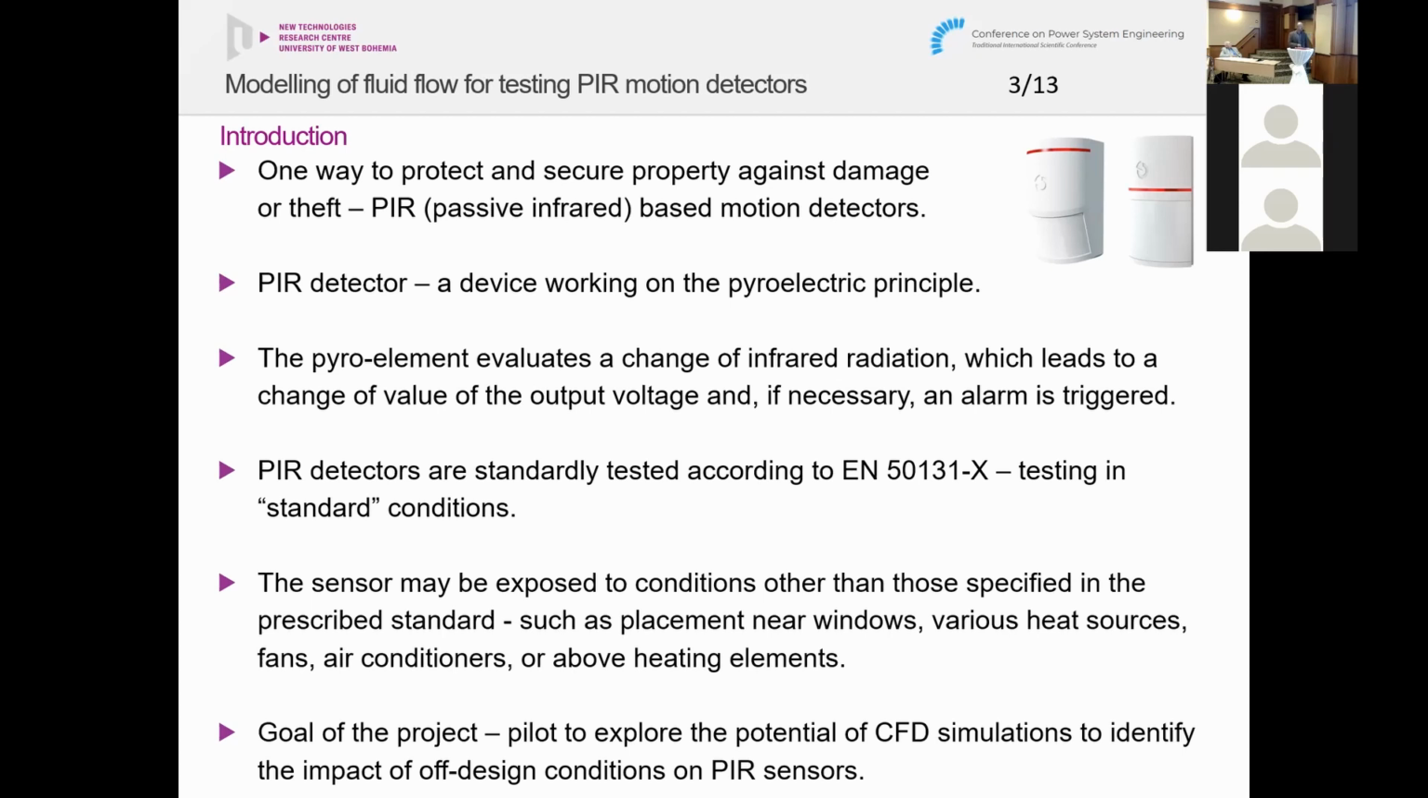But the sensors may be exposed to conditions that are not standard, other than these specific prescriptions, such as placement near windows, near various heat sources, fans, air conditioners, or above heating elements in the floor. And the goal of the project was to explore the potential of CFD simulations to identify the impact of such non-standard or design conditions on PIR sensors.